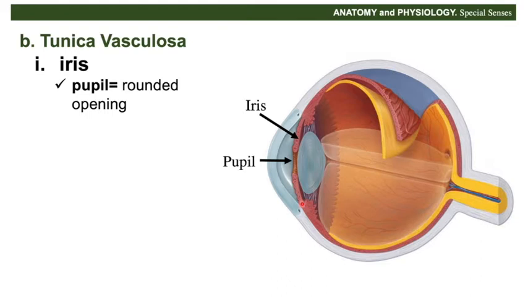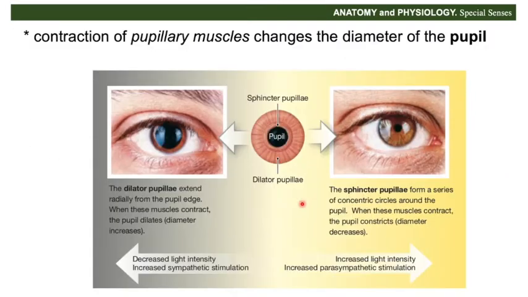The autonomic nervous system controls both muscle groups. For instance, in dim light, sympathetic activation causes the pupils to dilate, while in bright light, parasympathetic activation causes the pupils to constrict. The distribution and density of melanocytes in the iris determines the eye color.